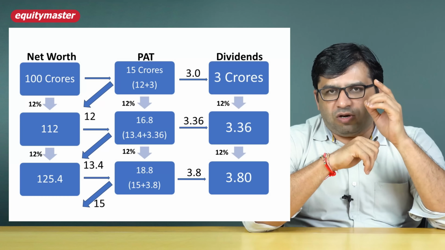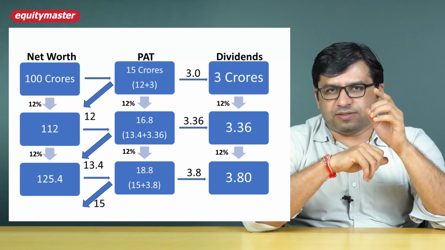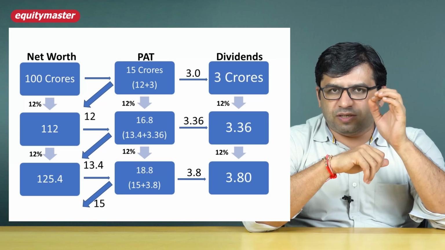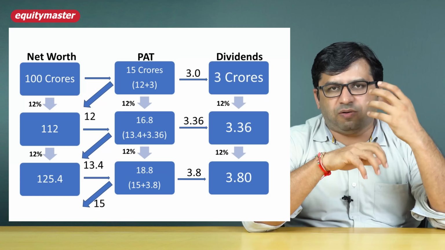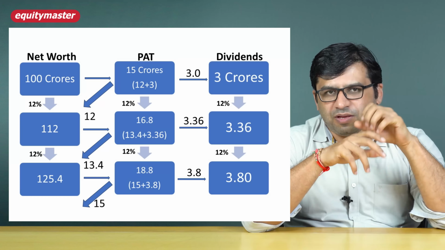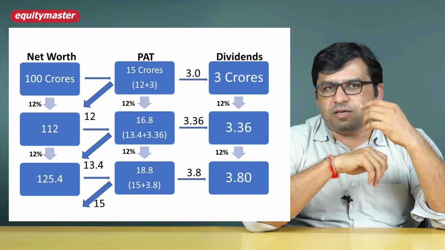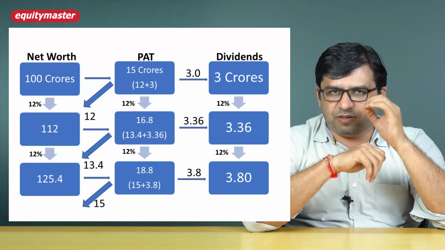Moving on to the last column of dividends, out of the rupees 15 crores in profits that the company generates in the first year, only rupees 12 crores is needed for a 12% growth, and the remaining rupees 3 crores is paid out as dividends. This rupees 3 crores again grows by 12% in the second year, which again grows by 12% to rupees 3.8 crores in the third year.